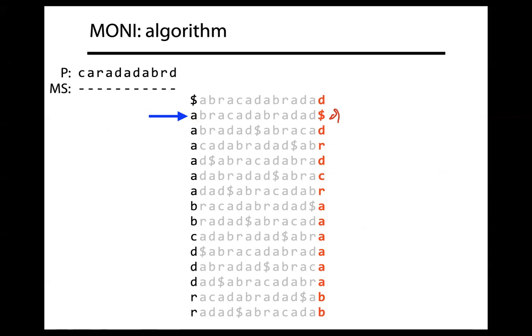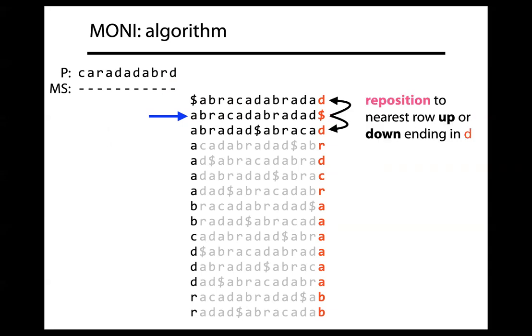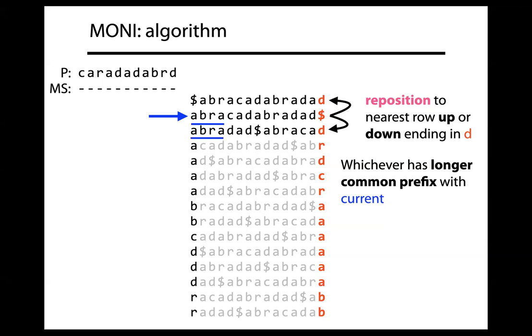And we can look up and we can look down. So we have a choice. We can go up or down to the nearest D. And the way we pick whether we go up or down is we examine common prefixes. So we take our current row and we ask, do I have a longer common prefix with the row ending in D above, or the row ending in D below? And it turns out it's the row ending in D below because I have a common prefix of length 4. So that's where I'm going to jump next. I'm going to jump down.